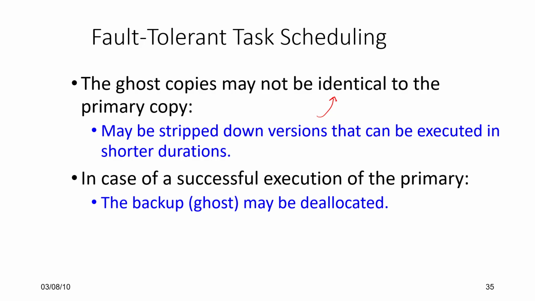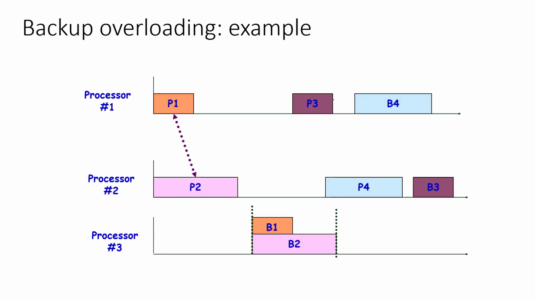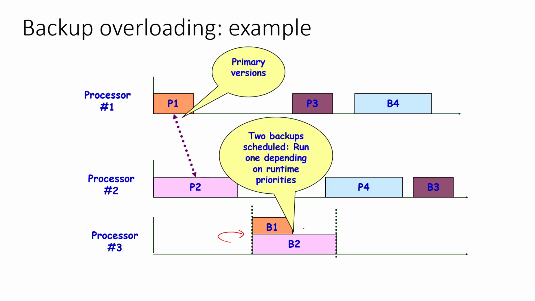If the primary successfully executes, no problem, just cancel the ghost. As you can see over here, the P's are the primary tasks and B's are the backup tasks. And in fact, you can schedule two backup tasks at the same time. Of course, you can't run two tasks on a processor at the same time. At runtime, you will have to choose which one you need to run based on application specific priorities.